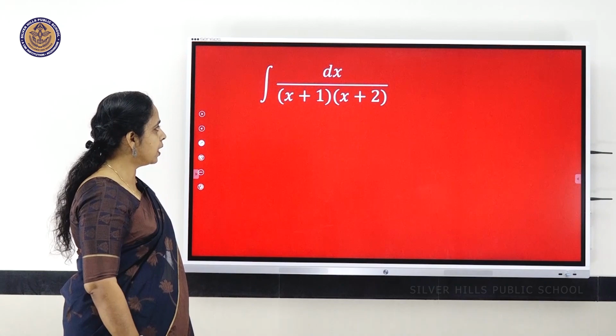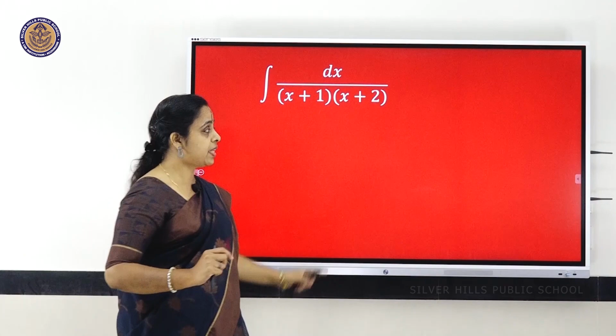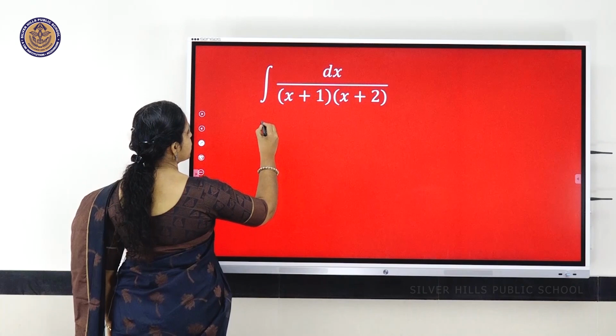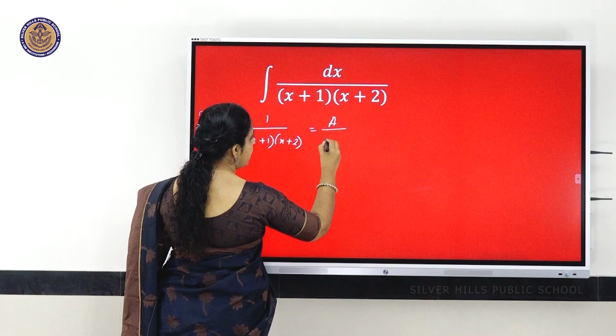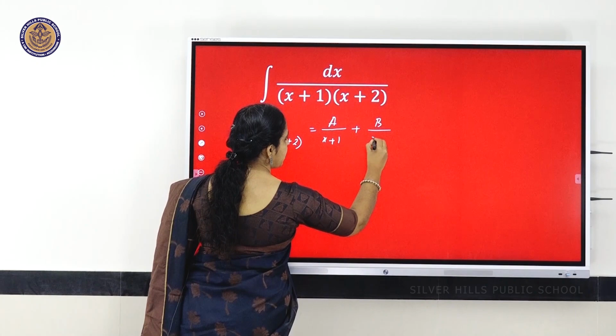When we do the problem, we will understand how to find the values of A and B. Integral dx divided by x plus 1, x plus 2. Here a and b are different; they take the values 1 and 2. Now let us see how to do it. Take the integrand, that is 1 divided by x plus 1 into x plus 2. We can write this as capital A divided by x plus 1 plus B divided by x plus 2.